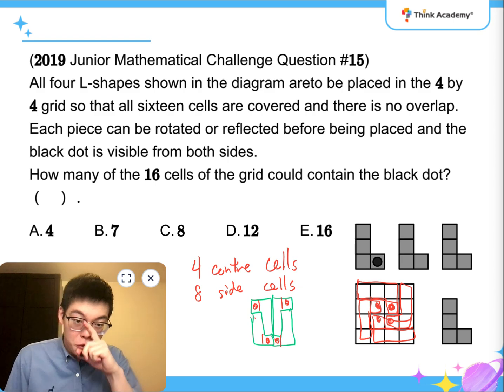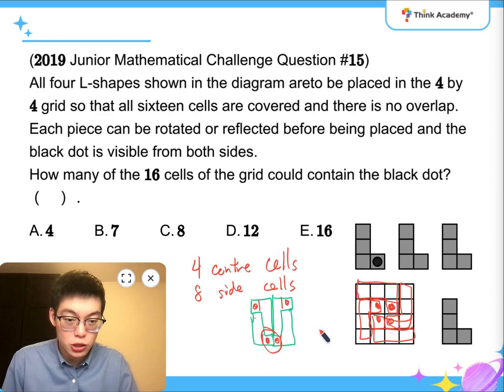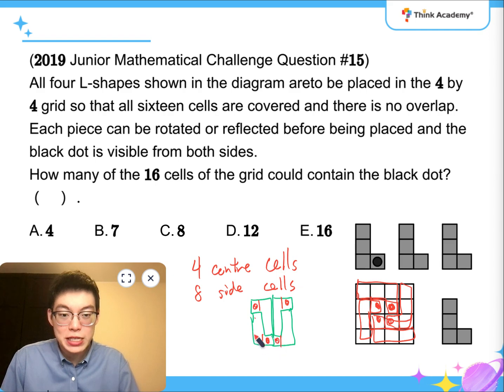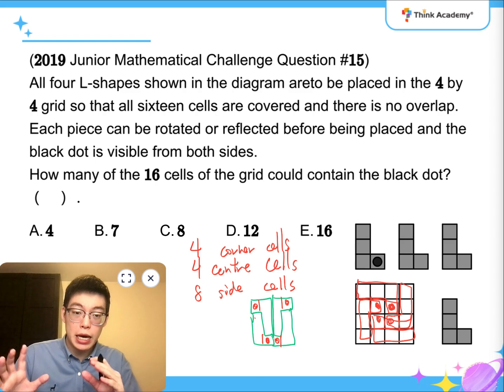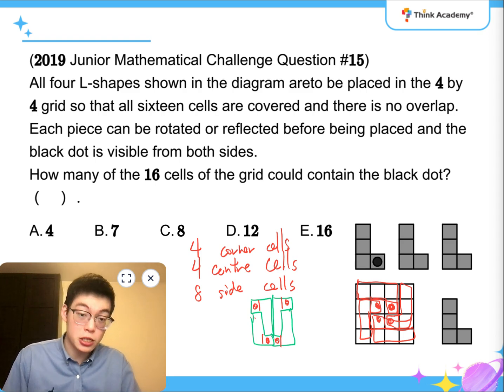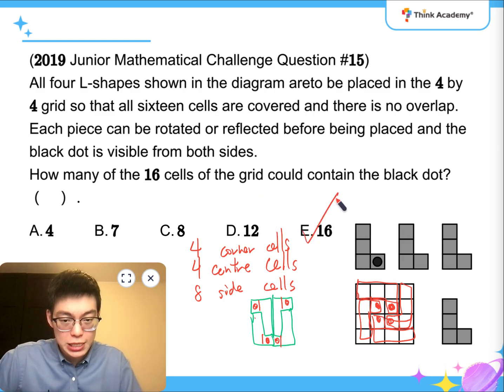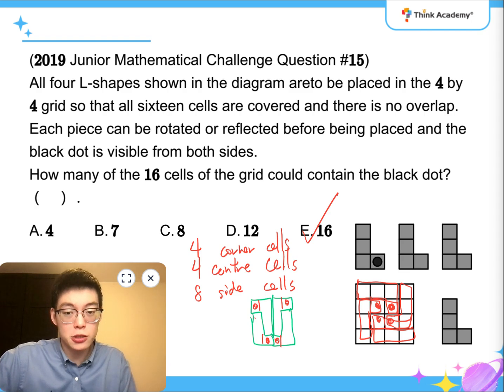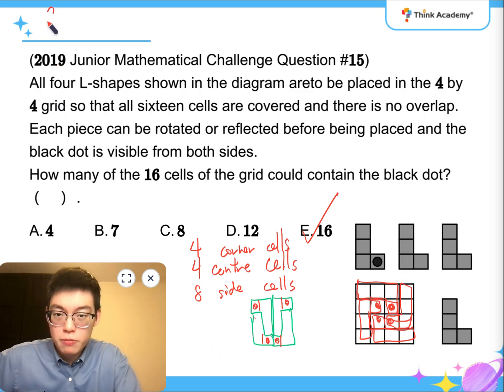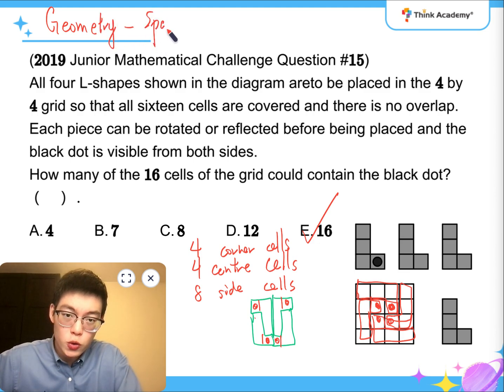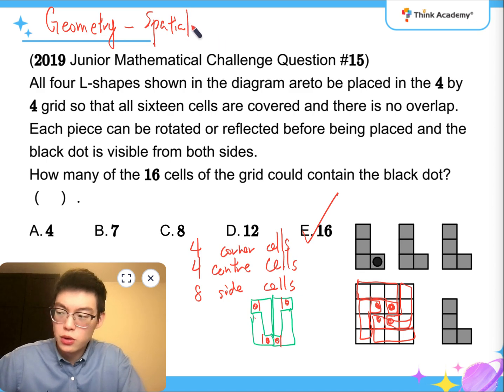which by rotation you can make these 2 black dots, or whatever it is, visit any of these 8 side cells we want, and also 4 corner cells. Again, by rotation you can make them located in any of these corners you want. So essentially what we can see is that all of the 16 cells can contain the black dot. And this question is a geometry question on spatial recognition.